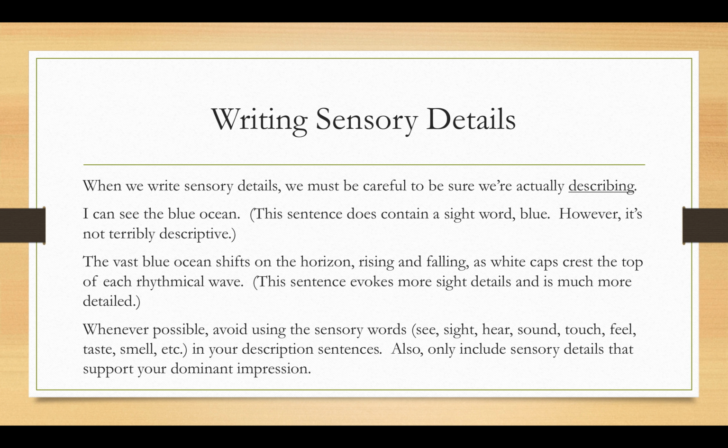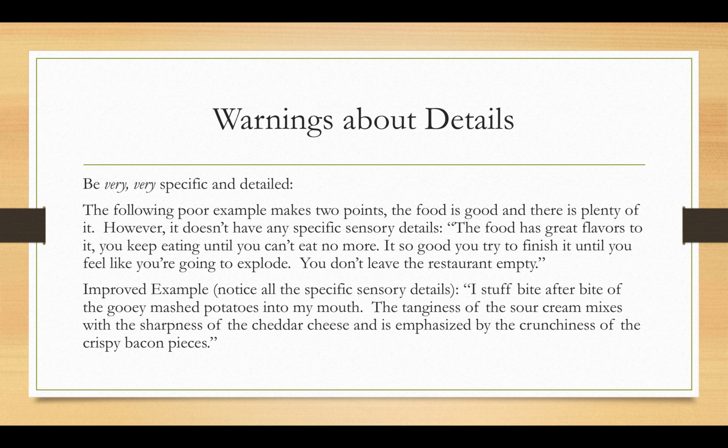When we write with sensory details, you have to be careful what you're actually describing. So when you say, I can see the blue ocean, that's nice. But it doesn't give me that connotation or that feeling. So say the vast blue ocean shifts on the horizon, rising and falling. That's a much, much better sentence. When you're adding details, you want to be very, very specific about them. The food tasted great. Well, that's great. But what does the food actually taste like? Is it sweet? Is it salty? Is it gritty? Is it smooth? Is it hot, cold? There's so many different things you could describe about the taste.